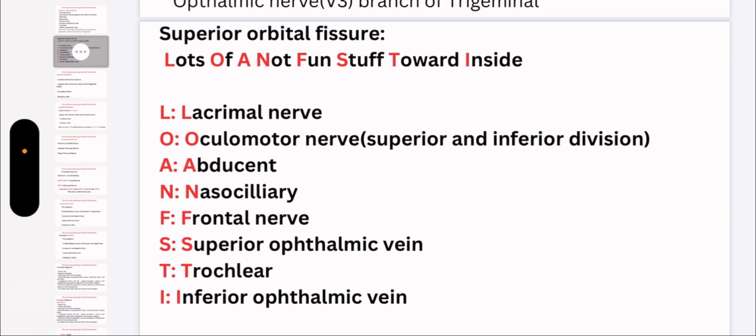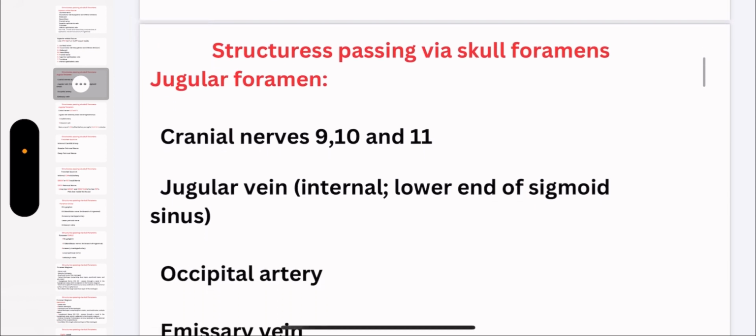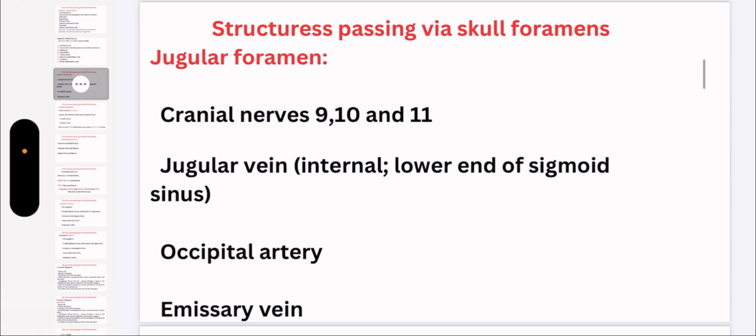L for lacrimal nerve, O for oculomotor nerve, A for abducens, N for nasociliary, F for frontal nerve, S for superior ophthalmic vein, T for trochlear, I for inferior ophthalmic vein.